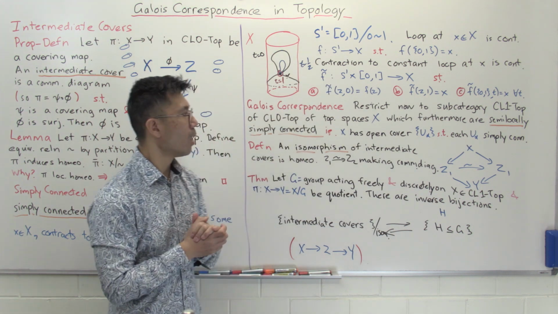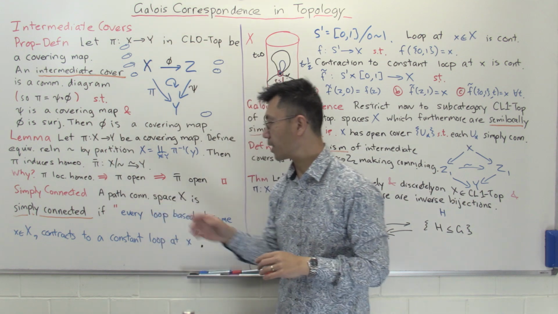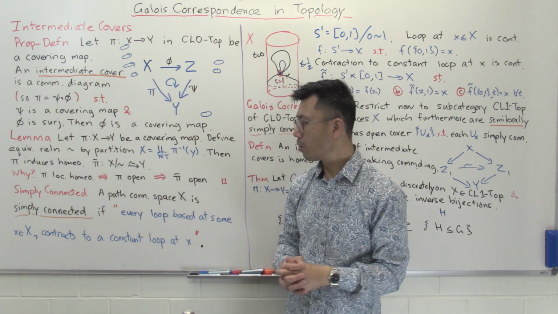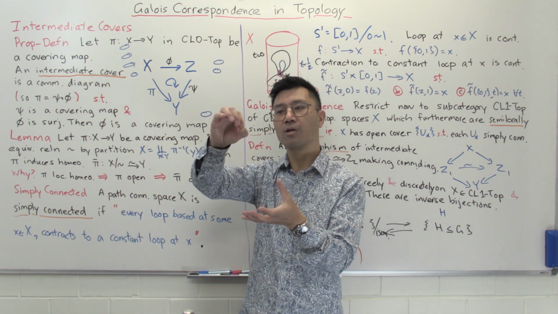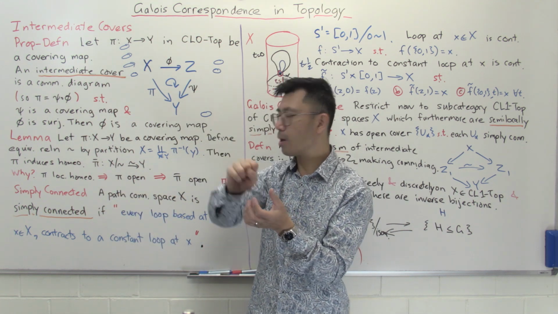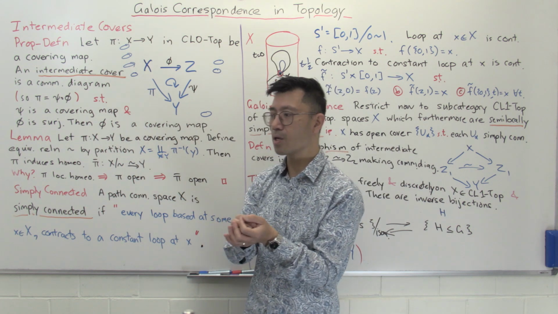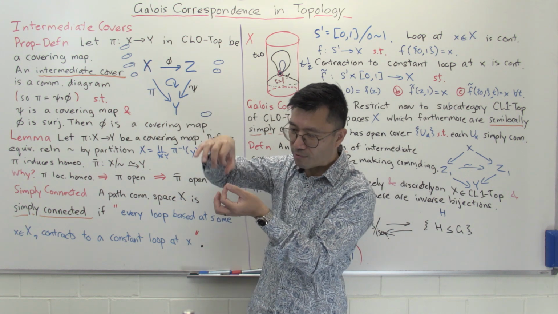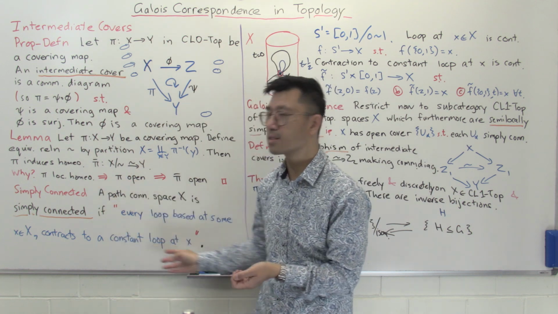I forgot to give you some examples of things that are simply connected. In Euclidean space, or in a Euclidean ball, any loop that you have, you can just shrink down to a point. That's easy enough. The way you can do that is to scale everything down to a point. So for Euclidean space, this is true.